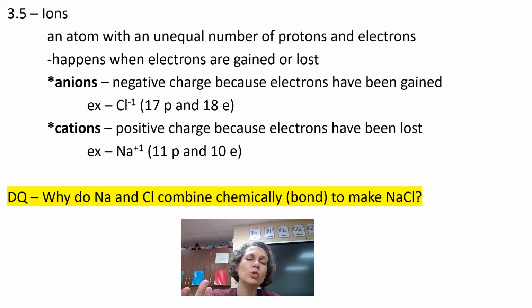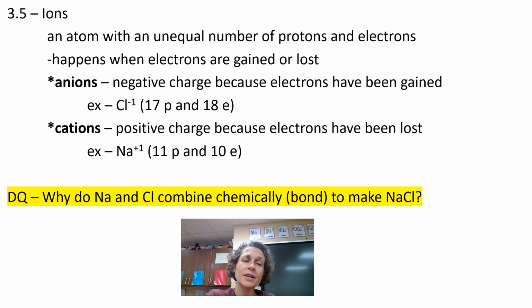So for example, chlorine in nature typically is a -1 anion. It has 17 protons. It's number 17 on the periodic table. And it has gained 1 electron. So now I have 17 protons and 18 electrons. When it was neutral, remember, it had 17 electrons. So now I have positive 17 and minus 18. That's where my -1 comes from.